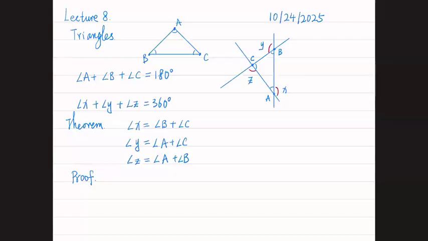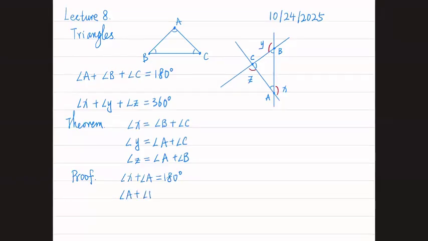Yes. So the proof is a direct proof because we know that X plus angle A is 180, X, angle A, from there we conclude X. A direct proof, a very useful property.